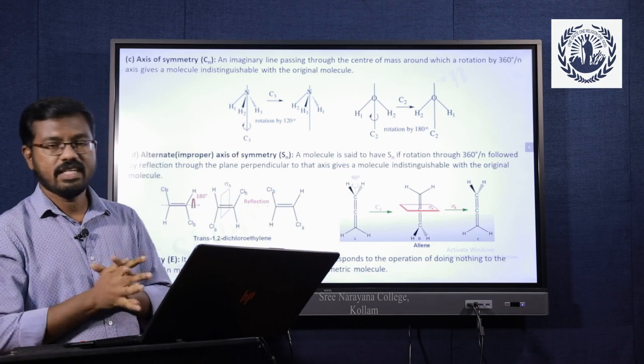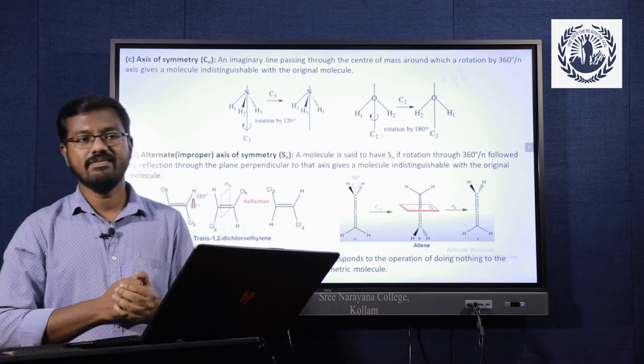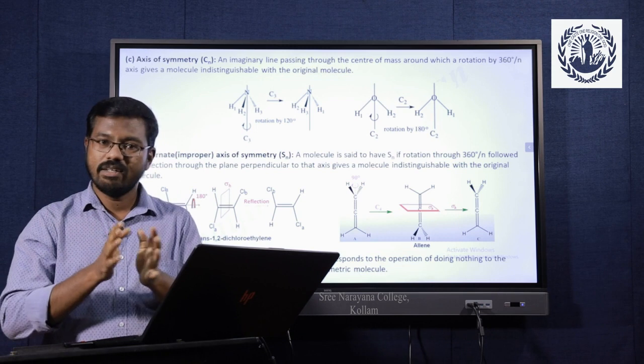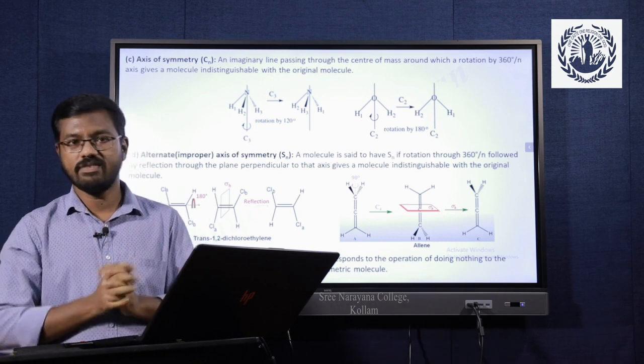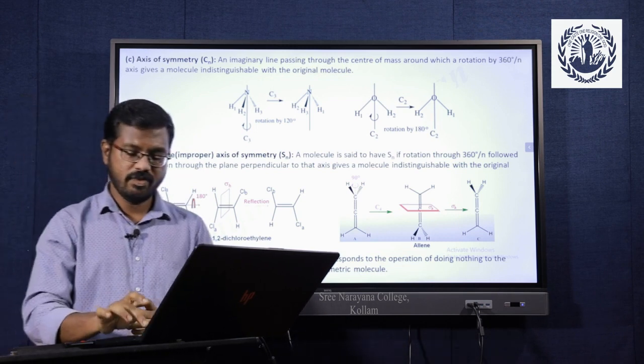Okay. So, the fifth element of symmetry is identity. Identity means doing nothing to the molecule, meaning the molecule itself. Okay. Now, we will move to the next slide.